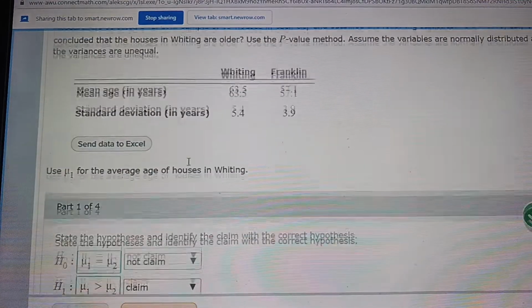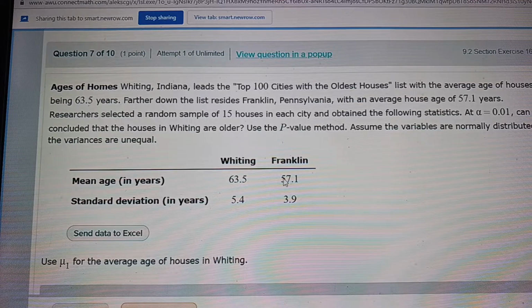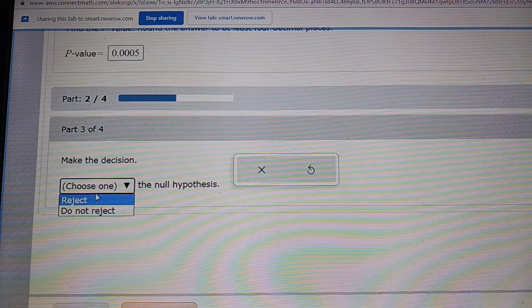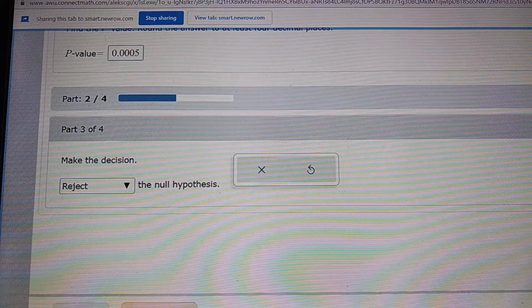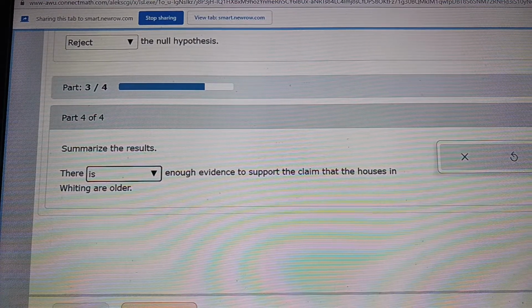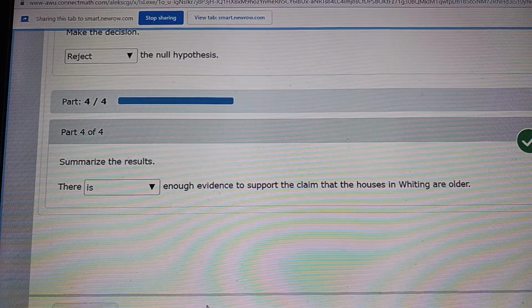You would never get this much of a difference in sample averages in just a random sample, because the probability of seeing that is 0.0005. It's like a better chance to win the lottery than see that happen. So reject the null. There is enough evidence to support the claim. Houses in Whiting are older. We agree with the claim.